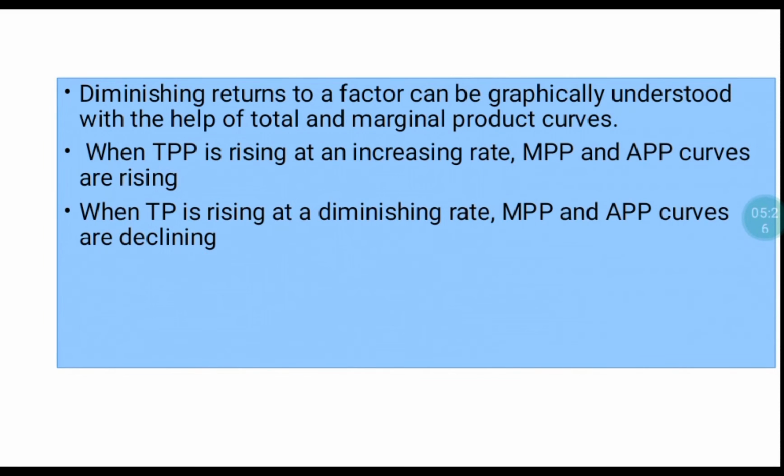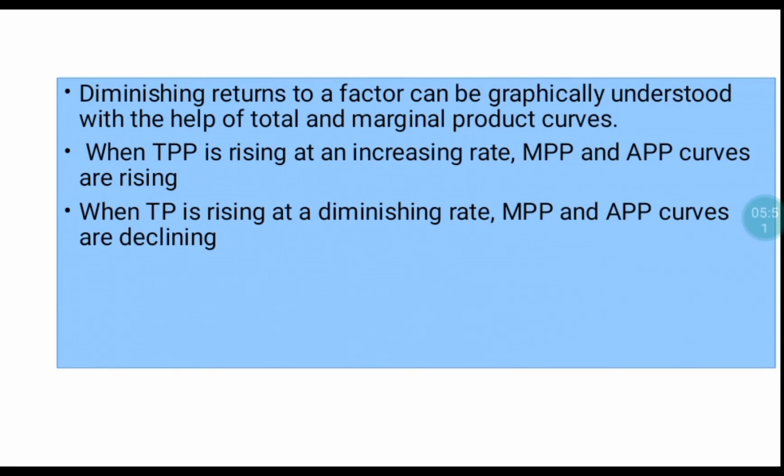Now we need to understand that for us to understand the diminishing returns to a factor, we have to refer to the graph, like I was explaining. Okay? And the total product curves and the marginal product curves, you find that they help us understand how production is, okay, in the short run.